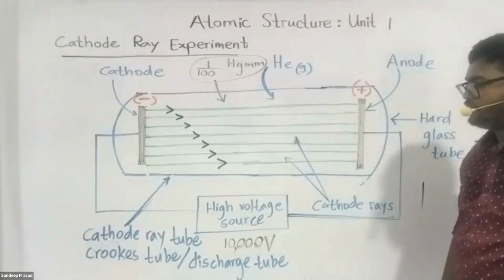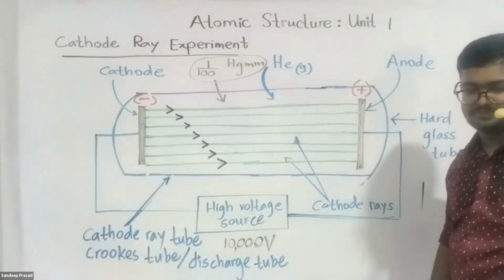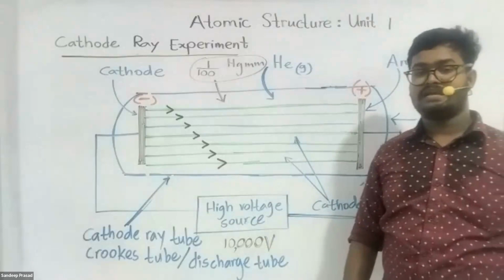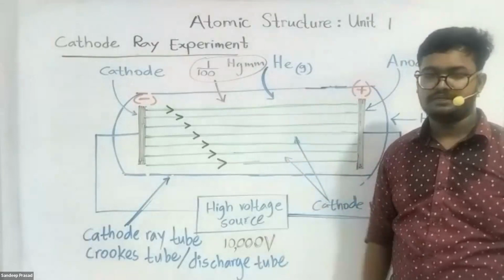So this is the cathode ray experiment, and this is the cathode ray tube. And this is the way that they conduct a cathode ray experiment. The cathode ray experiment is completely an accident. Why is it an accident? Now this green color glow is there. So these radiations are green. We can see them in green color.